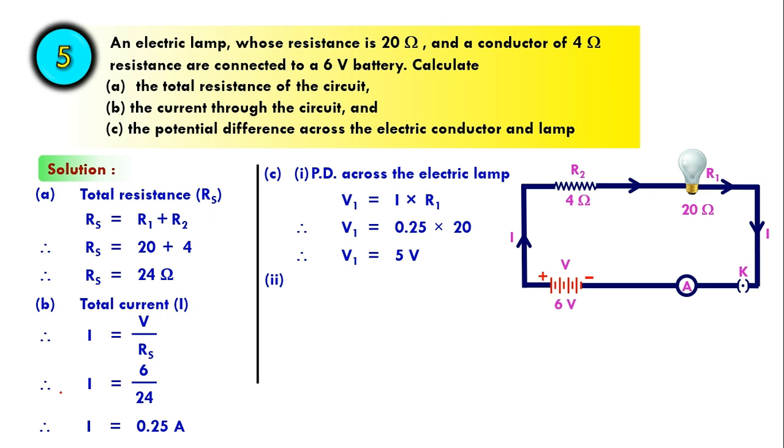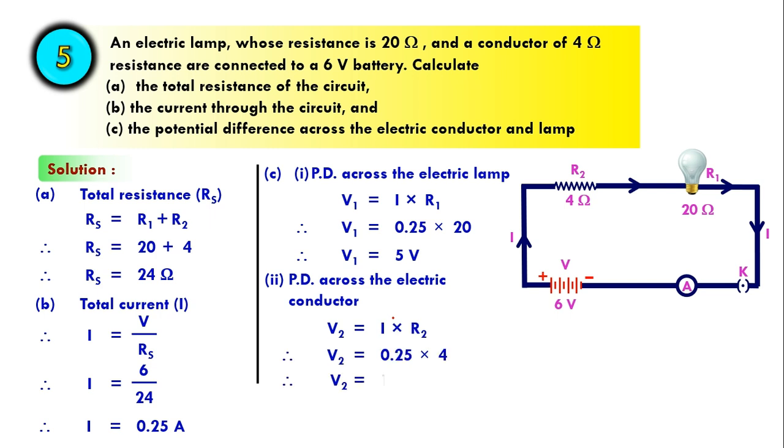And what about the bulb? Across the first one is electric lamp. So okay, R1 is 20 ohms here for the lamp. And R2. Here I into R2. I is 0.25. R2 is 4. So it will be 1. Is that right? So 1 volt. So with this the question is also over.